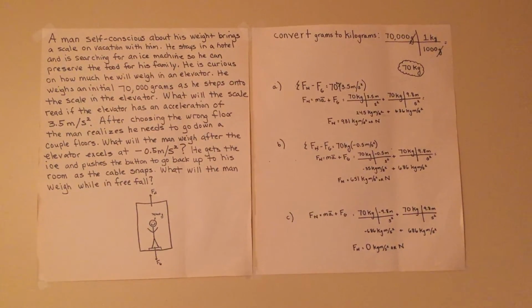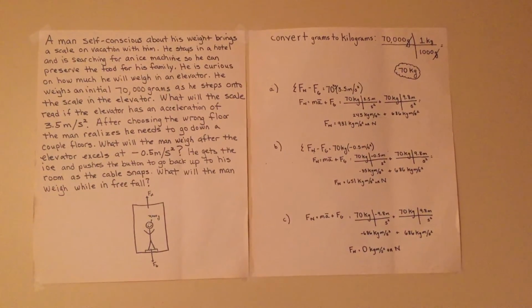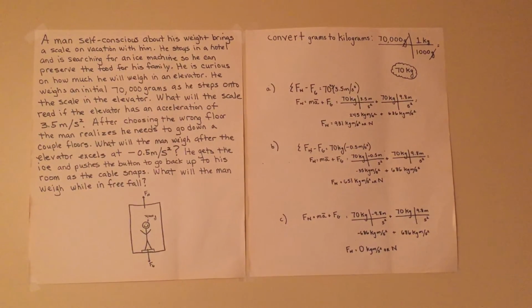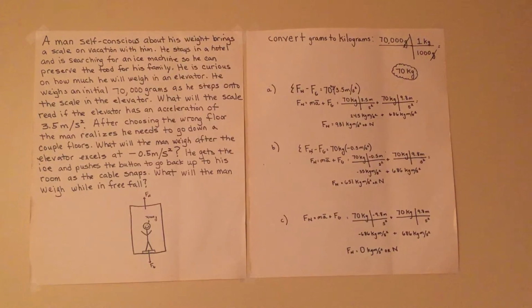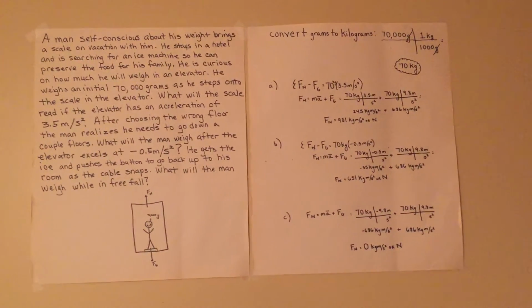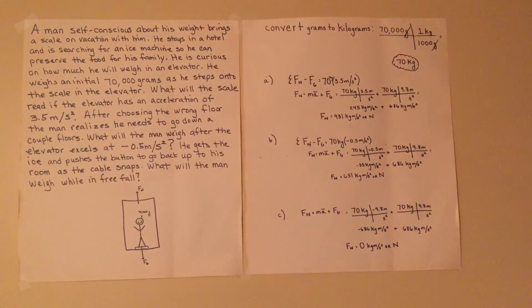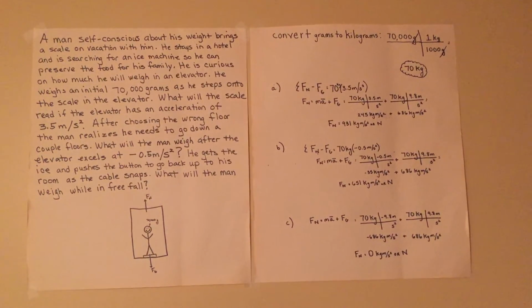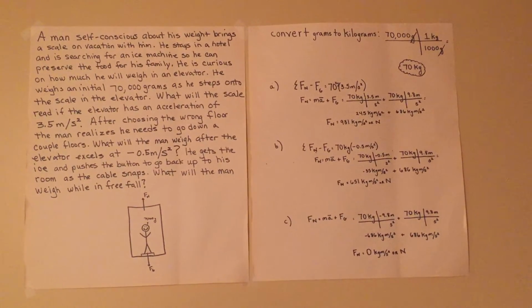As the man realizes he has to go down a couple floors and the elevator descends at negative 0.5 meters per second squared, there is a negative acceleration because the elevator is moving downwards. The ground does not have to push the man as much anymore, giving the man a final weight less than his initial.